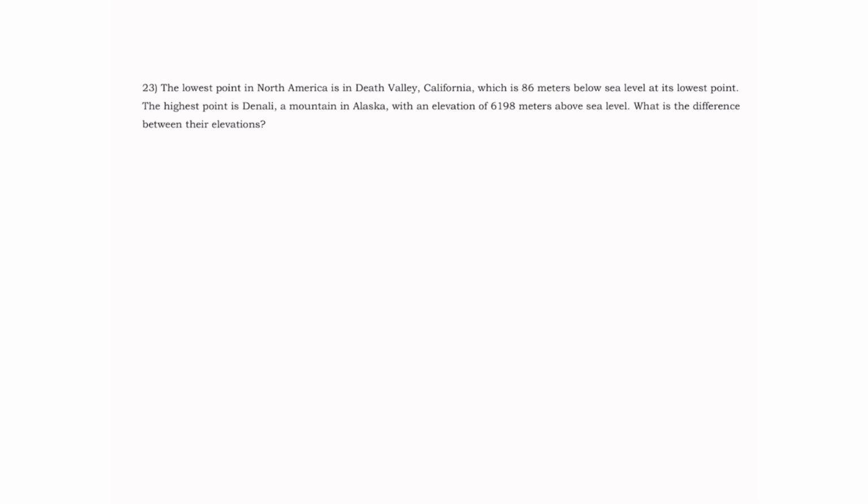The lowest point in North America is in Death Valley, California, which is 86 meters below, right? So it is minus 86. Sea level at its lowest point. The highest point in Denali, a mountain in Alaska with an elevation of 6198 meters above sea level. So this one is going to be a positive because it is above sea level. What is the difference between their elevation?